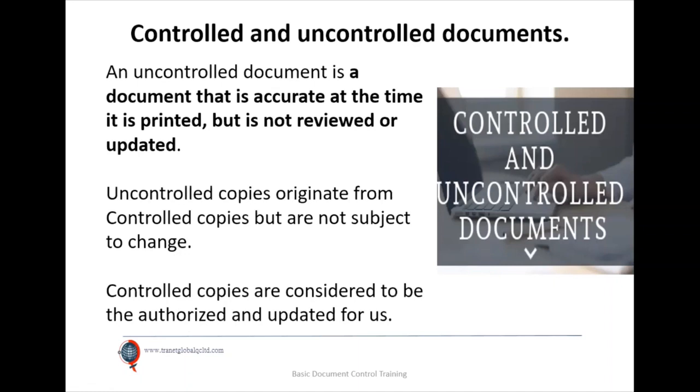An uncontrolled document is a document that is accurate, of course, at the time it is printed, but it's not reviewed or updated. So documents that you have issued out to interested parties, that is external interested parties, are not subject to updates. Uncontrolled copies originate from controlled copies. So they don't have two different contents, but they are not subject to change. Controlled copies are considered to be the authorized and updated copies for use.